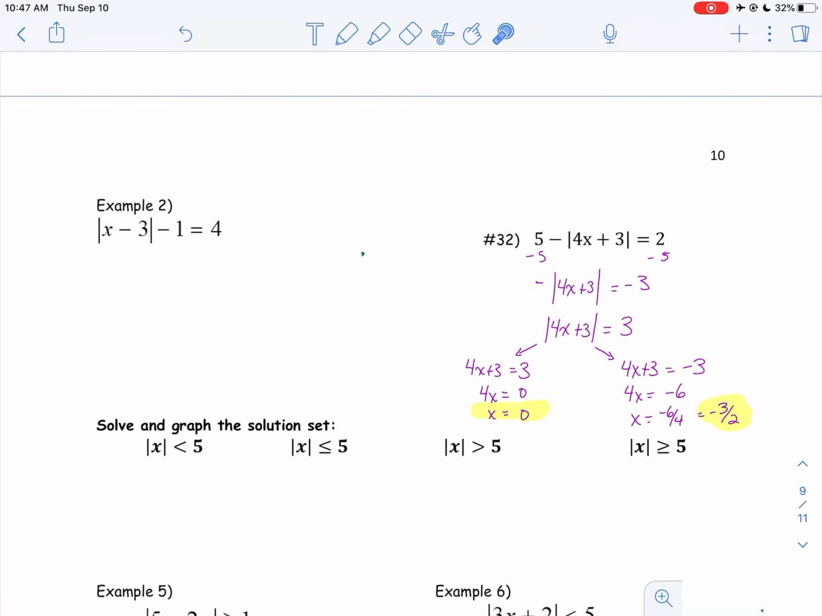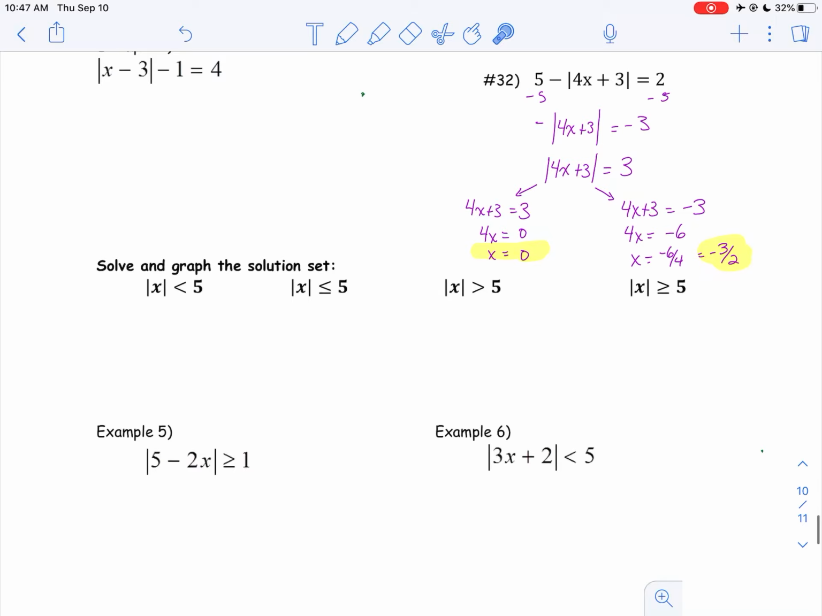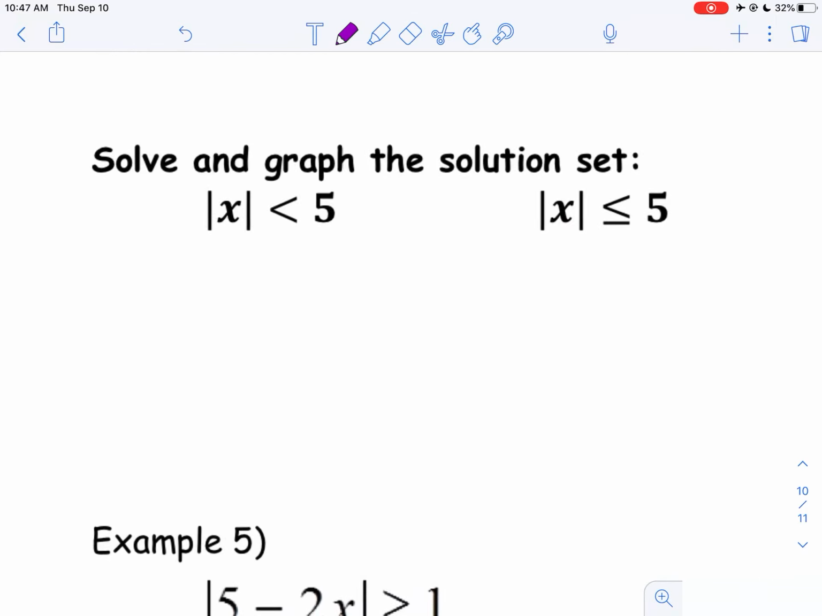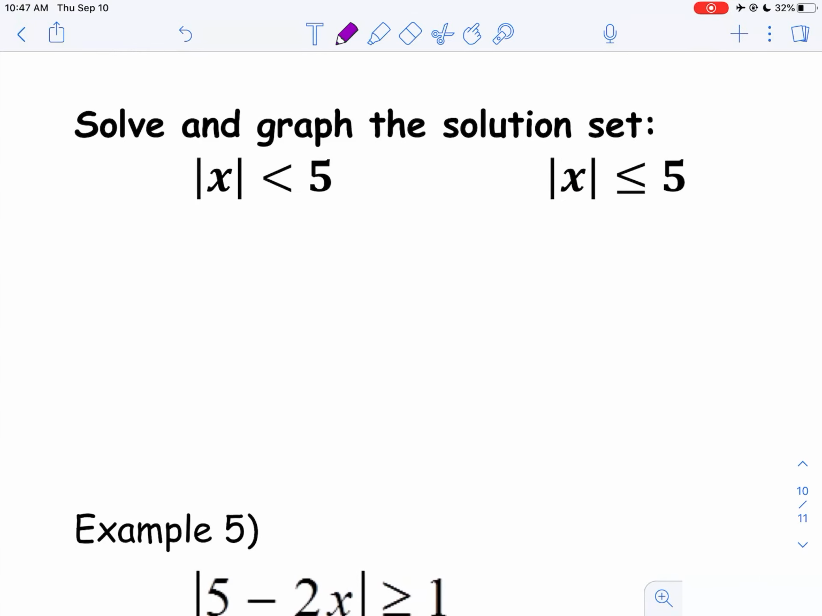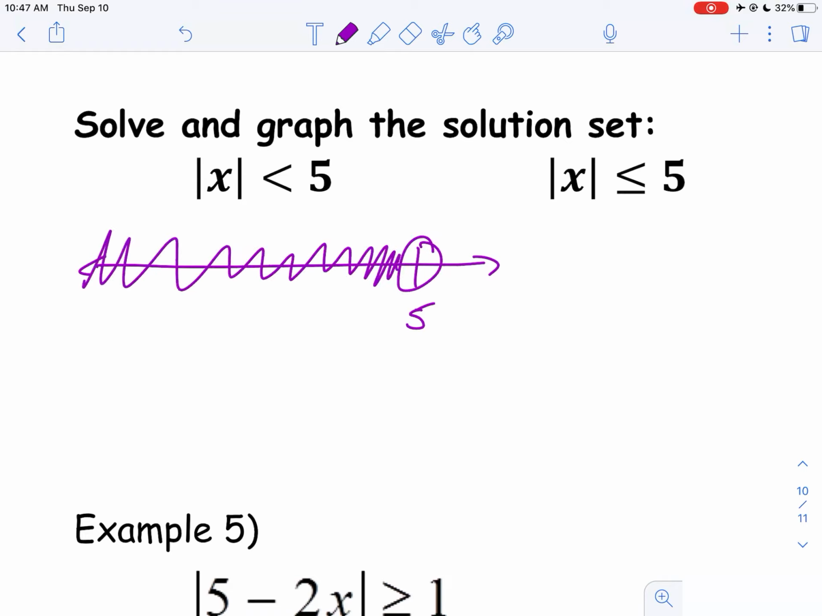All right, let's look at inequalities. What if I have the absolute value of x is less than 5? You might be thinking, well, that's easy. Just 5. This is an open circle since it's not equal to, it's just less than. And I go like that. And you'd be sort of correct. You'd be correct as long as you pick numbers like 4, 3, 2, so on.